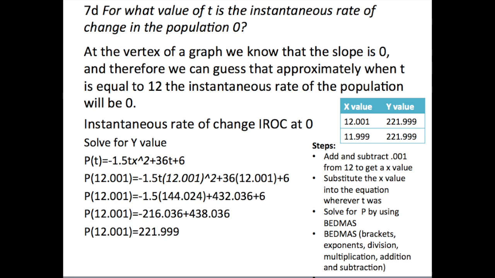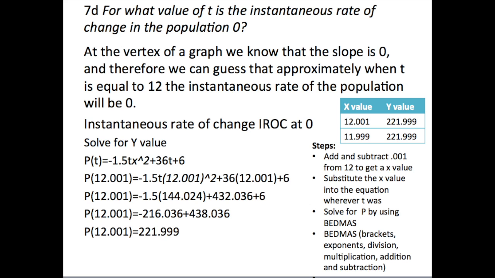By looking at the graph, we know that 12 is going to be the highest point, and we know at the vertex of a parabola, the slope is 0. And when the slope is 0, the instantaneous rate must also be 0 because the equations are the exact same. But we cannot just solve for an answer like that. We must solve it mathematically.